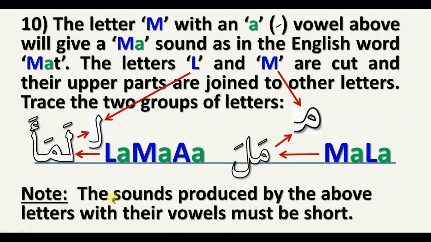Note: the sounds produced by the above letters with their vowels must be short. As I have mentioned before, the A vowel is a very short vowel. We cannot say mala or mala. We have to pronounce it as mala. Also over here, we cannot say lama'a. We say lama'a.